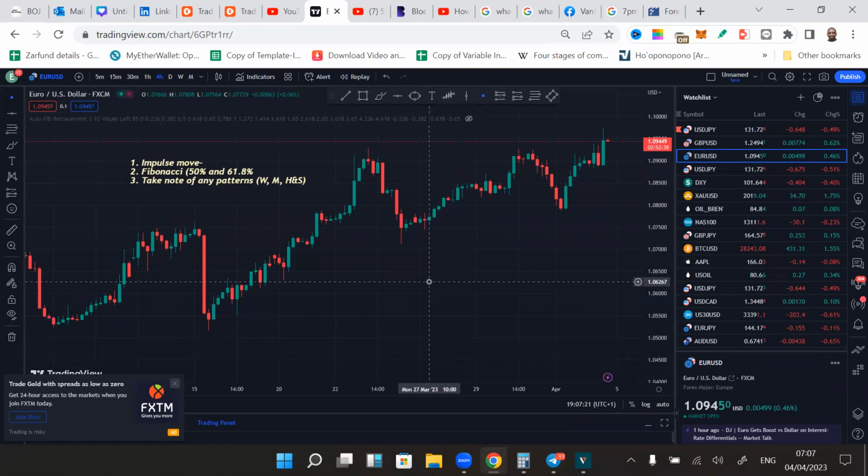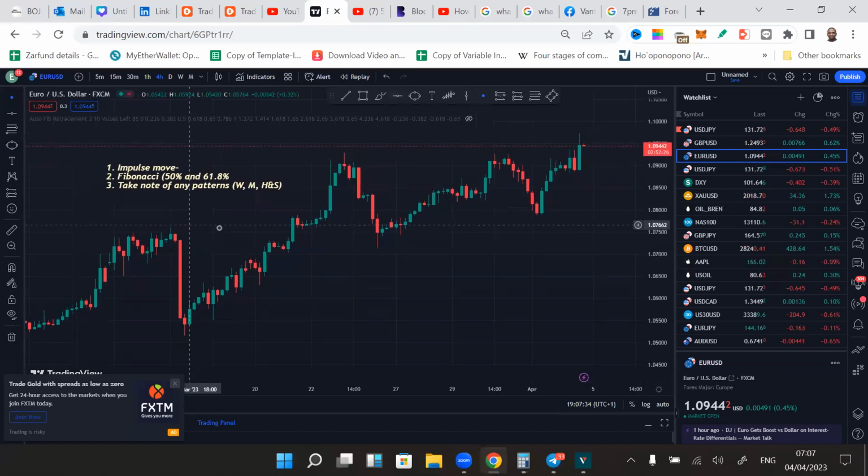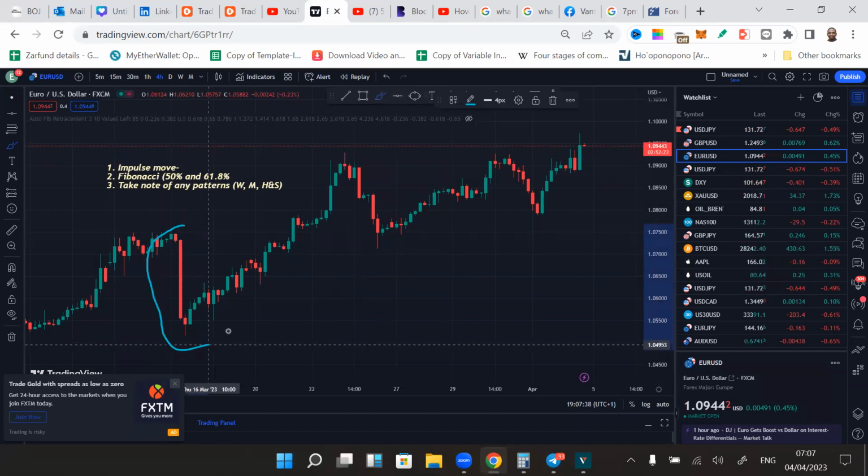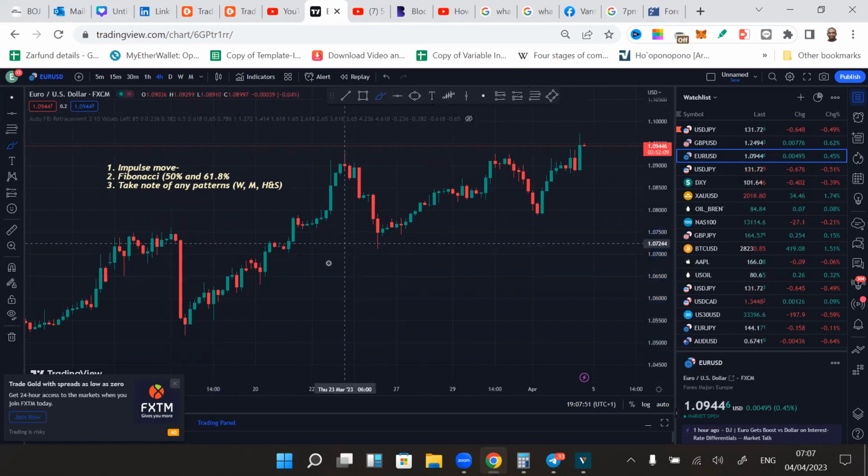Sometimes it's not a single candle. Sometimes it's a single candle. Okay, now look at what I call an impulse. This, for example, is what I call an impulse. Can you see this? This is what I call an impulse move. You see how massive it is? Yes, that's what you call an impulse move.